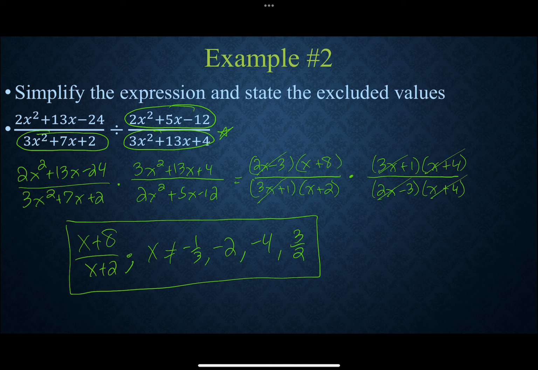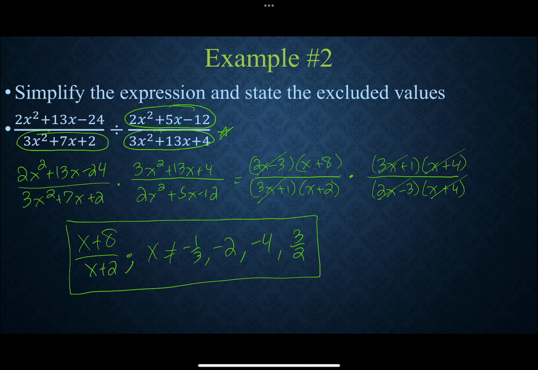All right, so that's just your division step right there. Once you keep, change, and flip it, it really is another multiplication problem. And again, like with our simplifying in 3.1, it really comes down to whether you can factor a quadratic trinomial. As long as you can, these problems should not give too much difficulty.